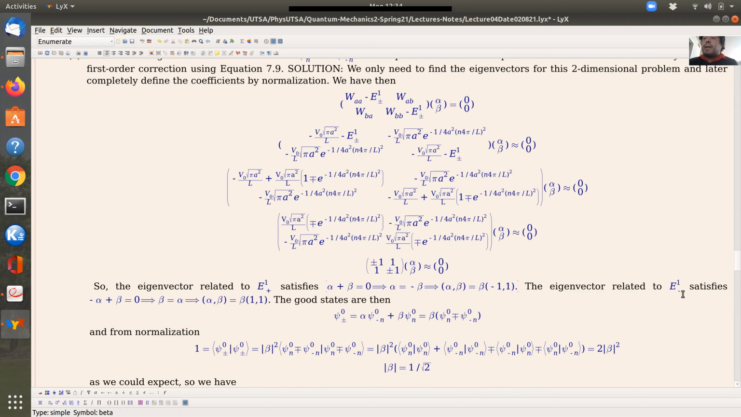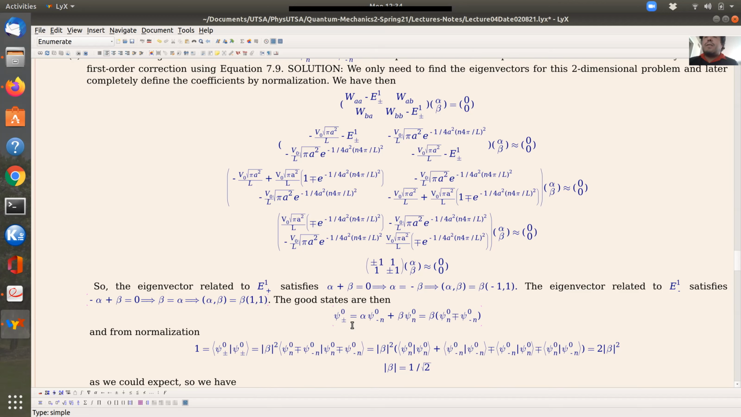Now, what about the negative case, right? E1 minus. So we'll have to use the minus here. So that means minus alpha plus beta equal to 0. The other one is the same equation, just multiplied by a minus sign. So that means that beta is equal to alpha in both cases. And that means that alpha beta is a beta coefficient multiplying 1, 1. So this is actually giving you the directions of the eigenvectors in these two cases, right? One of them goes along the line x equal to y, and the other x equal to minus y. But okay, now you have found the good states for these two different cases, right?